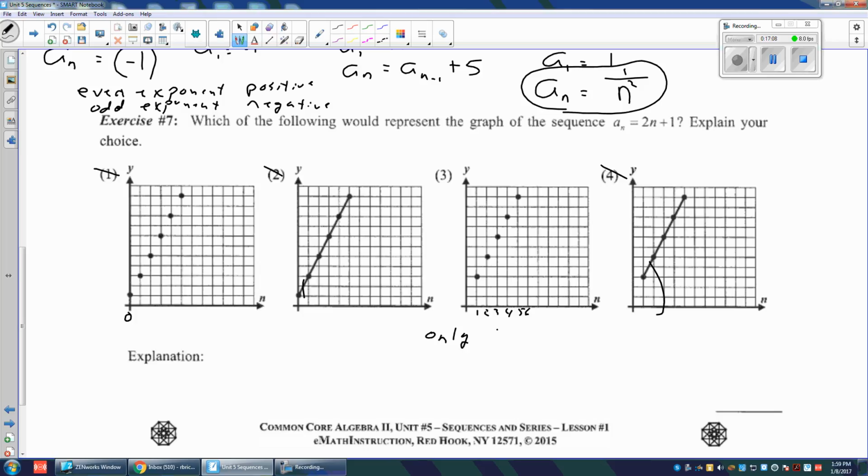Only counting numbers for the n-axis. What do you mean the n-axis? Well, that's what they labeled as the n-axis. The answer is choice 3.